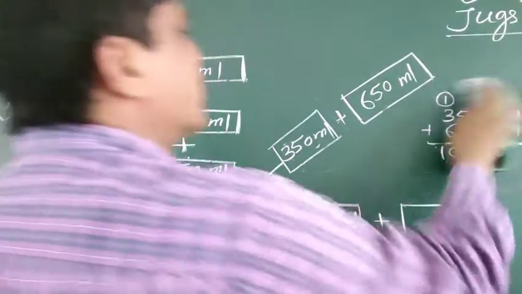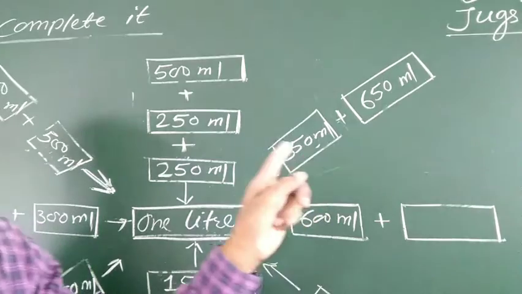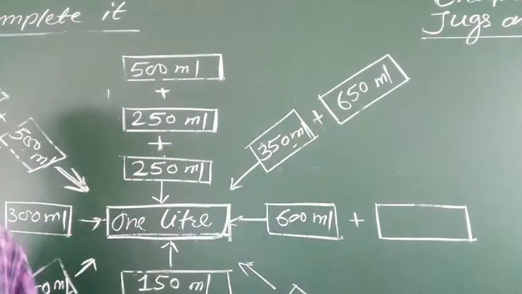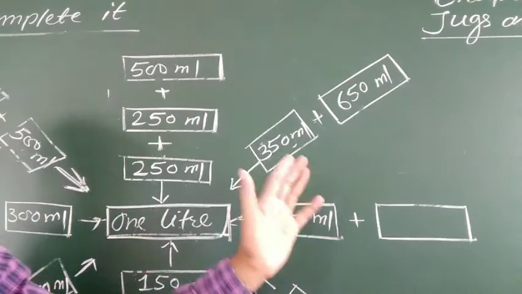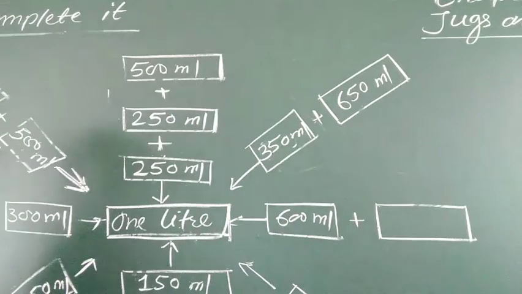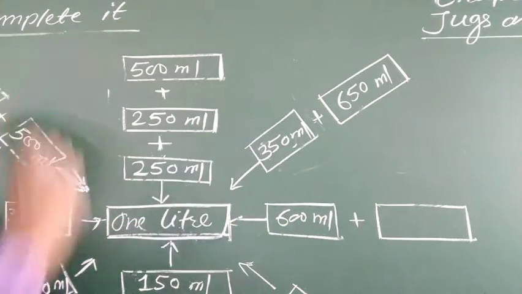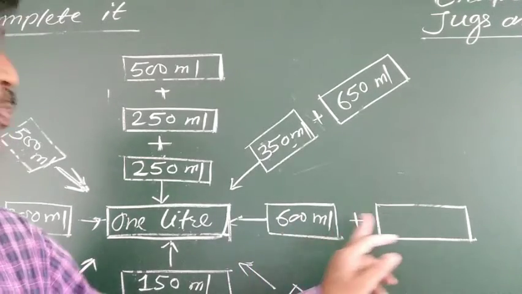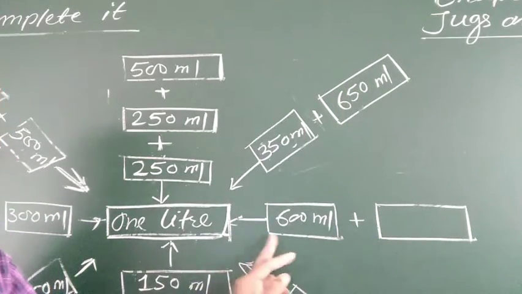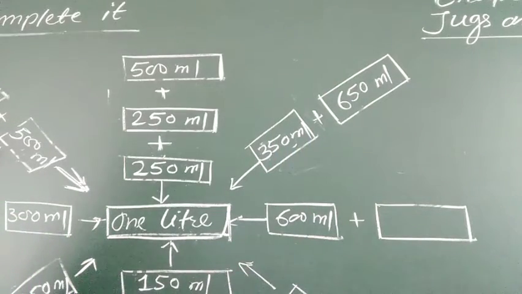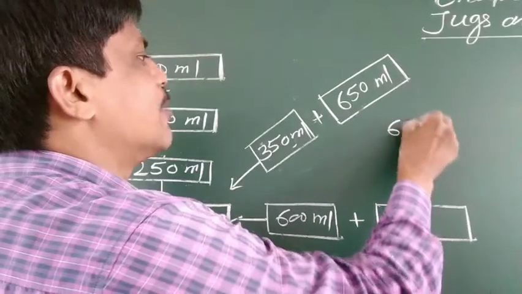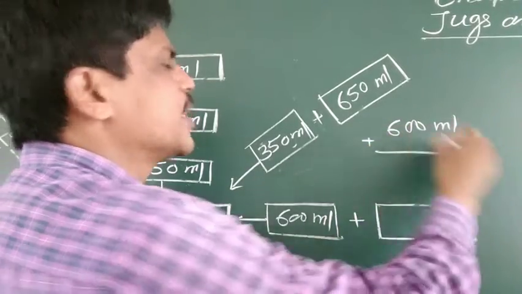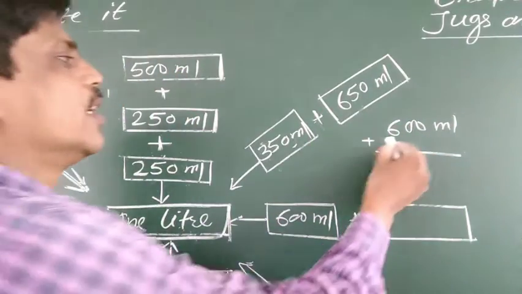So beta, 650 ml plus 350 ml is equal to 1000 milliliter, and 1000 milliliter is equal to 1 liter. Now next, 1 liter. See, it is 600 ml plus what? So how many ml we have to add?